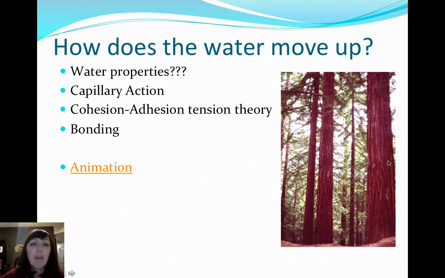So how does the water move up? Okay, so what are the water properties? What is capillary action, cohesion, adhesion, tension theory, and bonding?